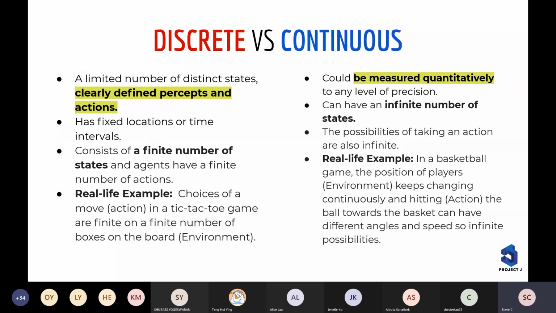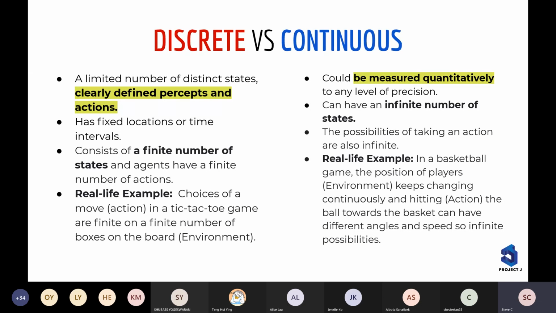It can have an infinite number of states. The possibilities of taking an action are also infinite. A real life example would be a basketball game, or you could say the same thing about the soccer game earlier. The position of players or the environment keeps changing continuously, and also hitting the ball, dribbling the ball, or shooting the ball towards the basket can have different angles and speed. Hence, it has infinite possibilities, right?